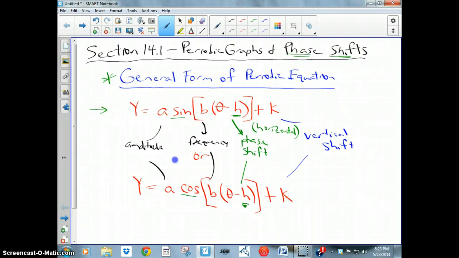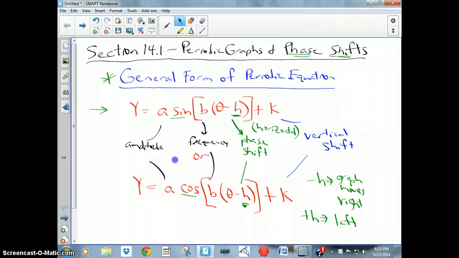and it works just like everything that we have covered so far this year as far as transforming equations. If it's negative H, the graph moves to the right, and if it's plus H, the graph moves to the left. So don't forget that. Now if you need to pause the video, please do, but that's the only notes that I'm giving you, and I'm just going to do one example to help you graph.